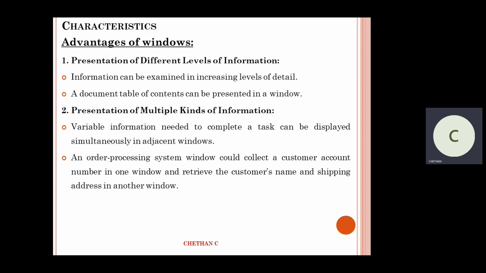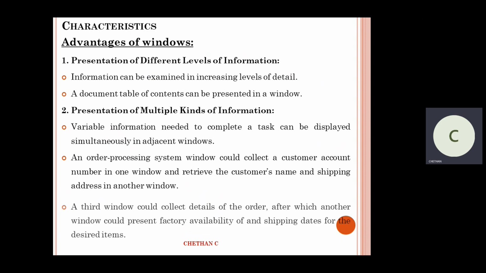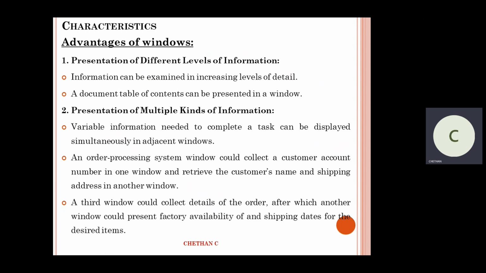Okay, like that, an order processing system. So that's what you say: multiple kinds of information that you can get through. Same thing only with different windows or different types of data for the same item. A third window could collect the details of the order, after which another window could present a factory's availability or shipping dates of the desired items.